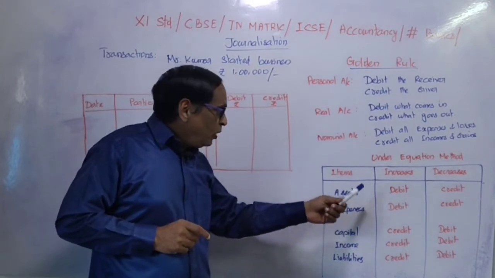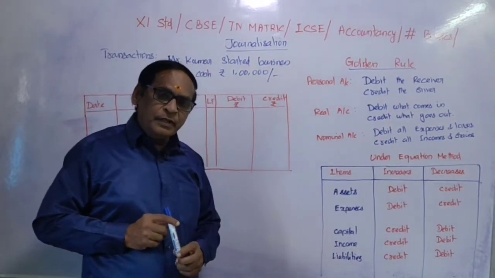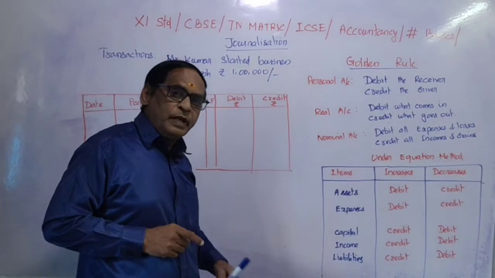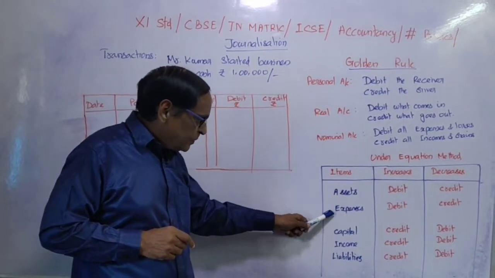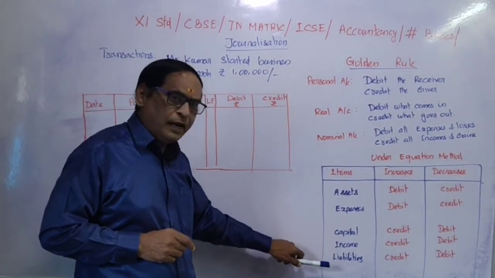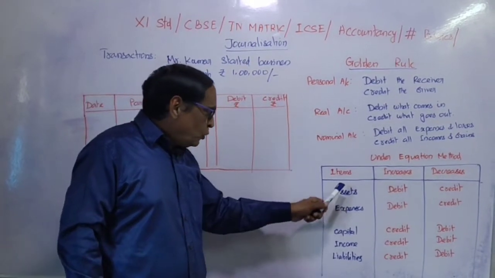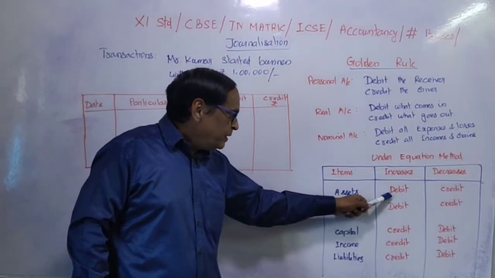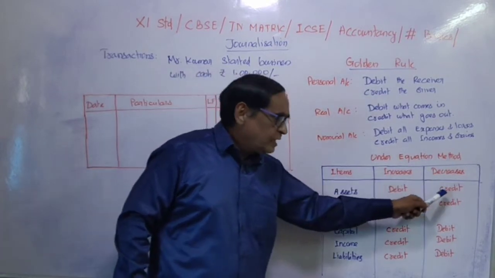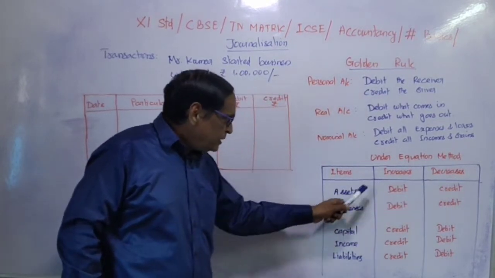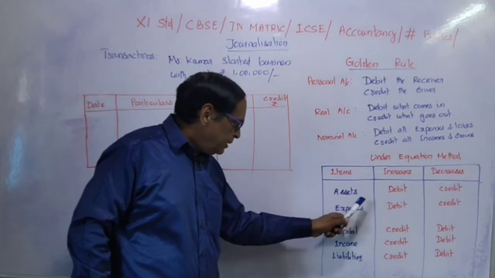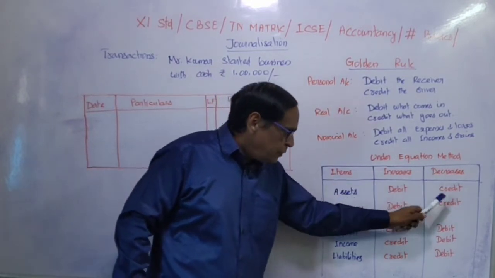Another type of rule, I mean the equation method. Under the equation method, the total transactions ought to be classified into assets, expenses, capital, income and liabilities. We have studied this in the previous class also. So if assets increase, it's to be debited. If assets decrease, it's to be credited. Expenses, if they increase, are to be debited. If expenses decrease, they are to be credited.